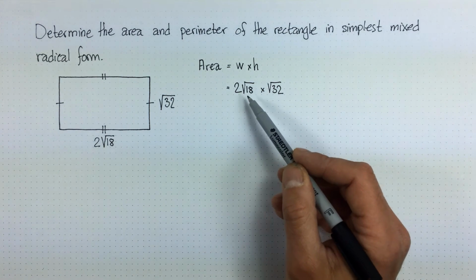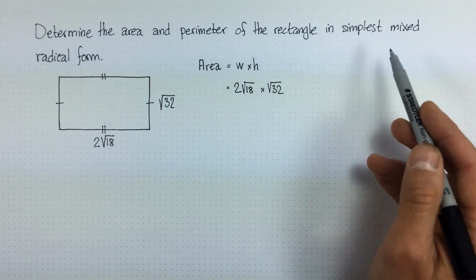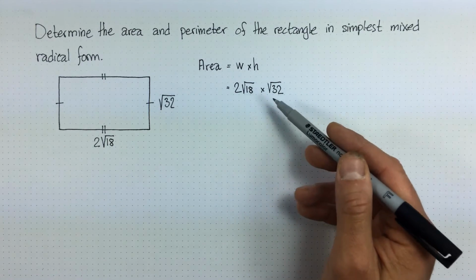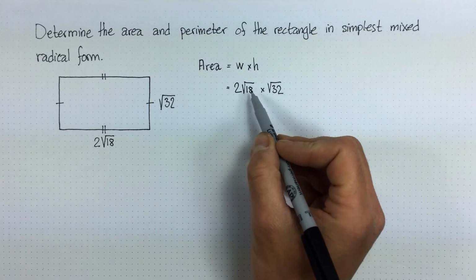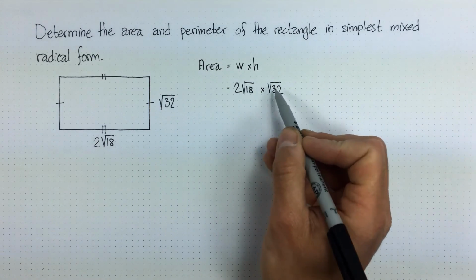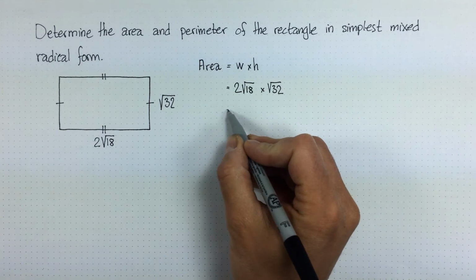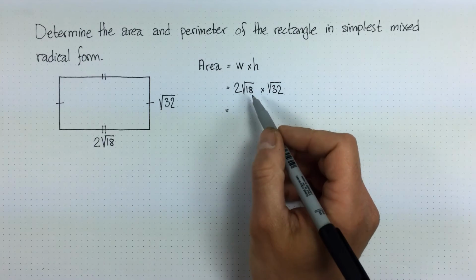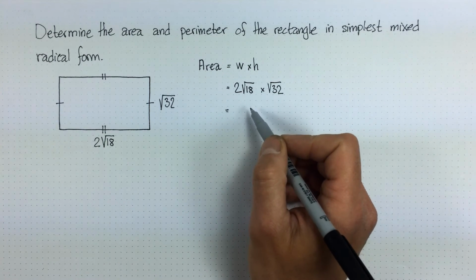An alternative to doing the simplification at the end, the way I just described, is to do it up front right now. Because what we can do is simplify these two radicals at this point, and because these numbers, 18 and 32, are smaller, it's going to be much easier and quicker to do it.